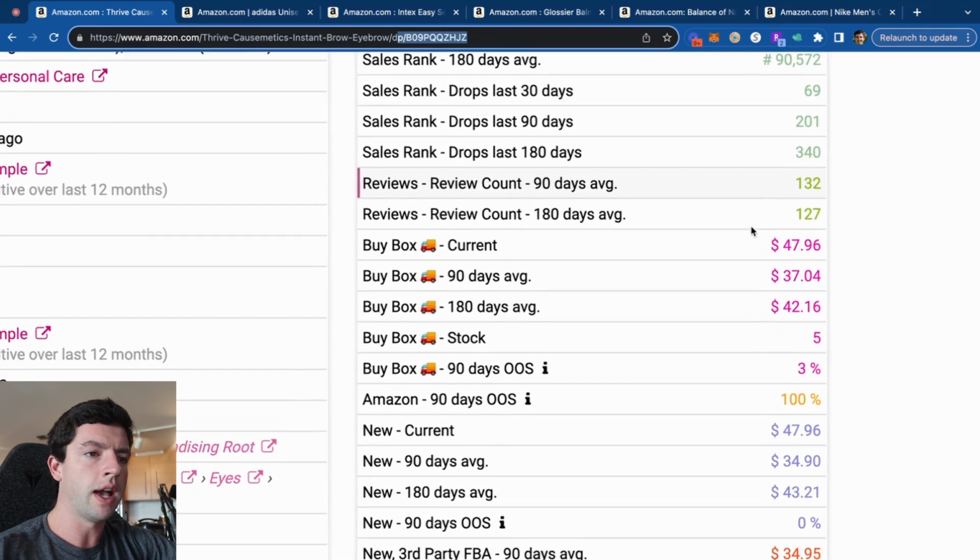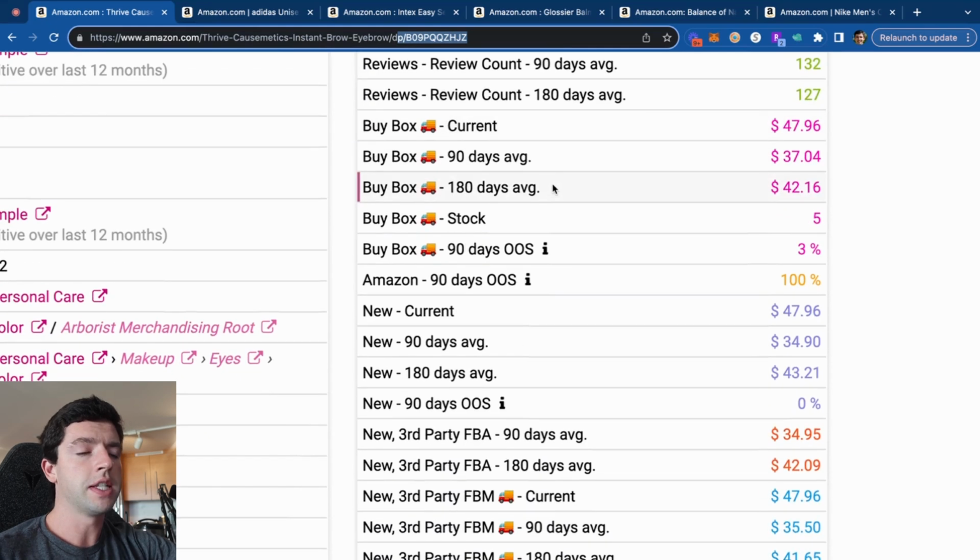We can see the review count right here, which obviously if an item's getting more reviews, it's selling. The buy box averages, this is very important data in terms of taking a look and making sure that you're going to be profitable over time. We can see this item we know is going up in price, so it makes sense that the current price is substantially above the 90-day average and such.